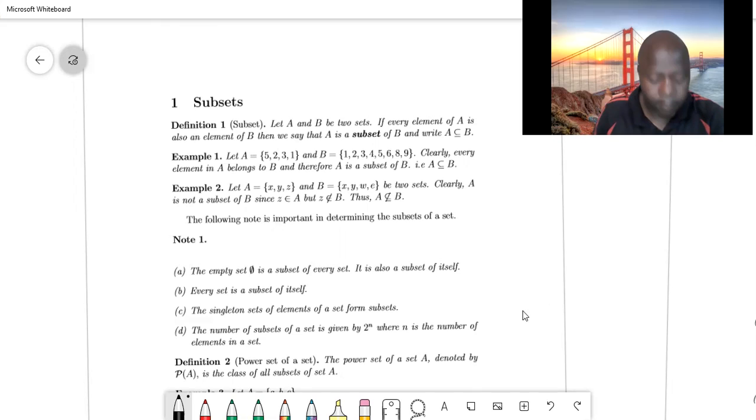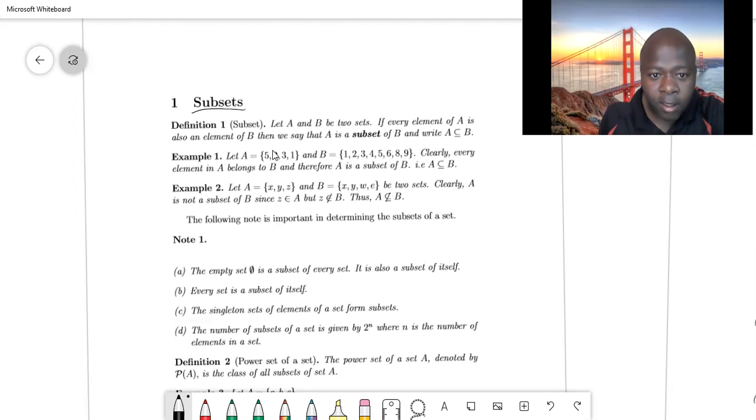Welcome to our class where we're looking at subsets. So I'll begin by defining subsets and then we'll look at a few examples.